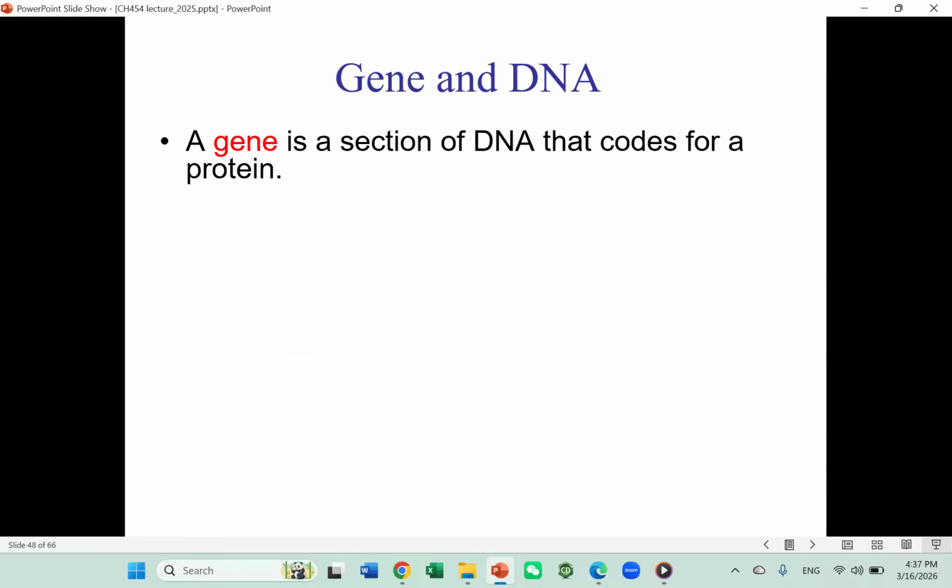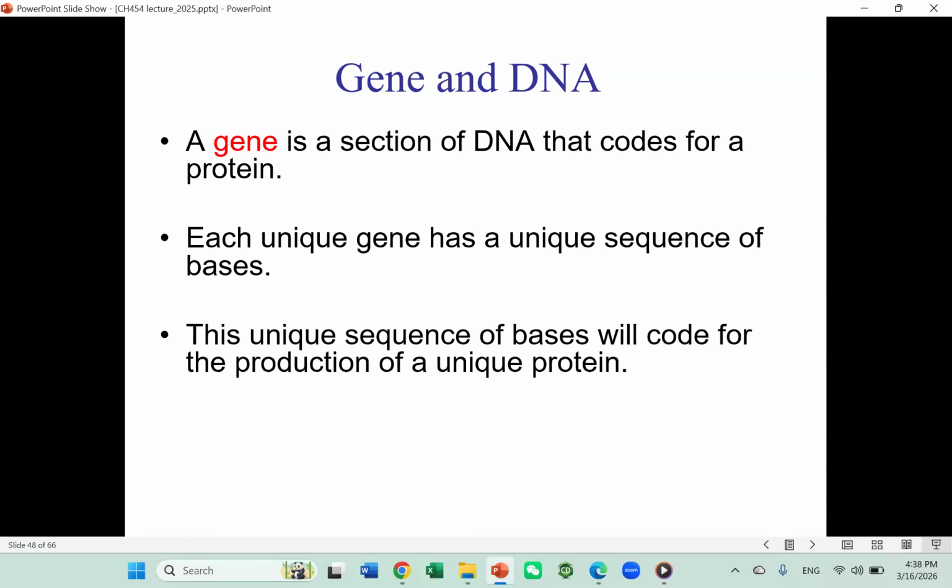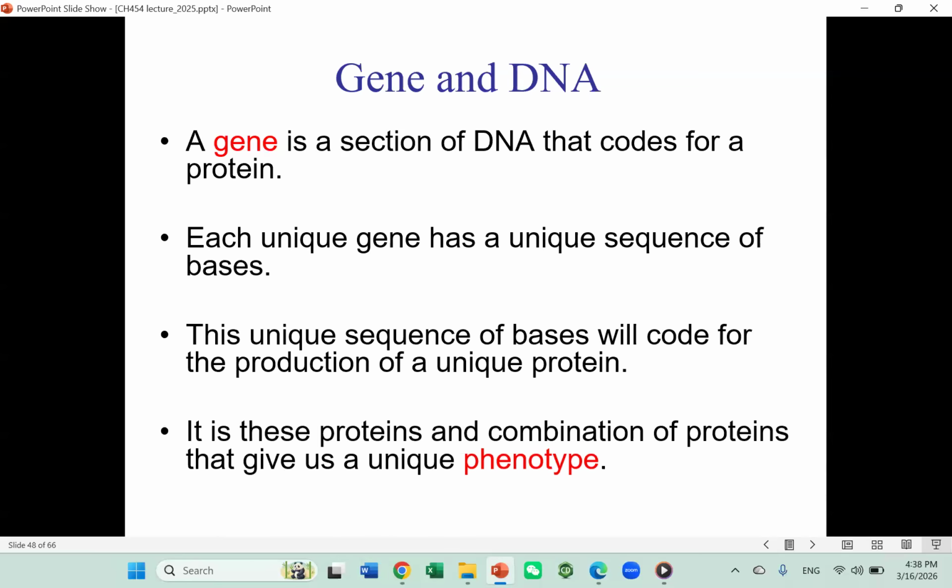The gene is also the DNA code. A gene is a section of the DNA coded for certain proteins. Each gene has a unique sequence of DNA bases, which codes for certain types of proteins. Eventually the combination of proteins gives us our unique phenotype, for example different color, different hair, different skin, whatever.